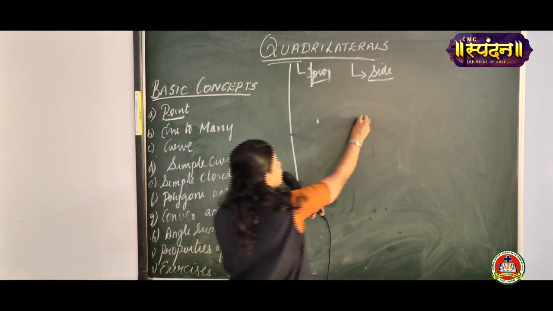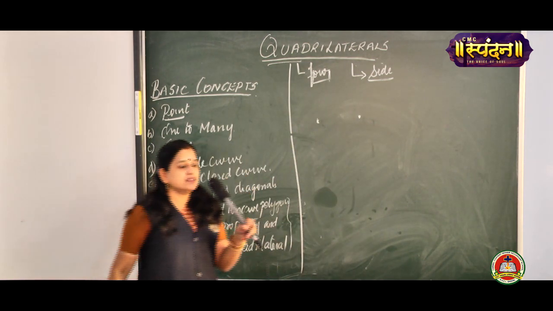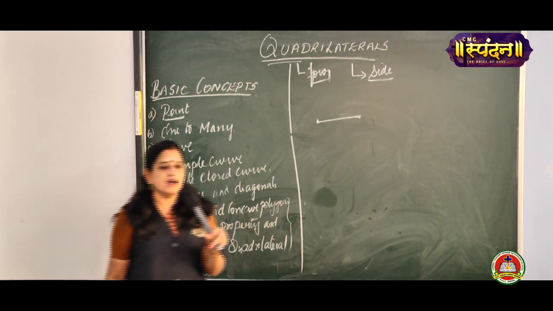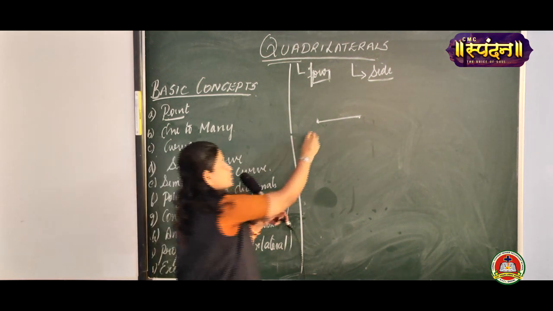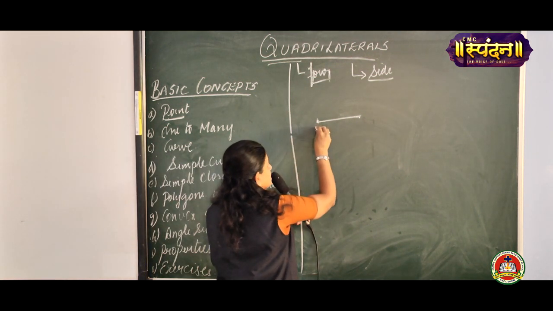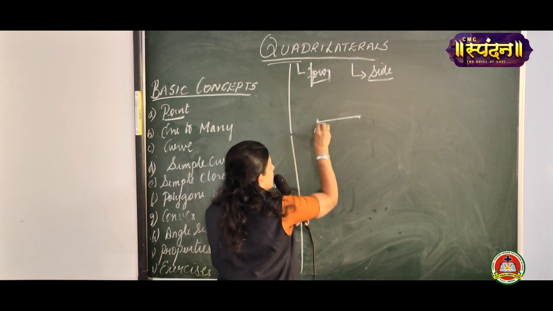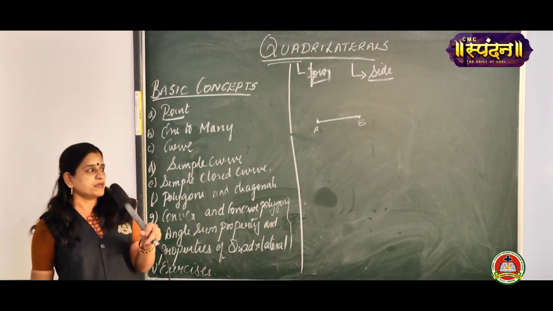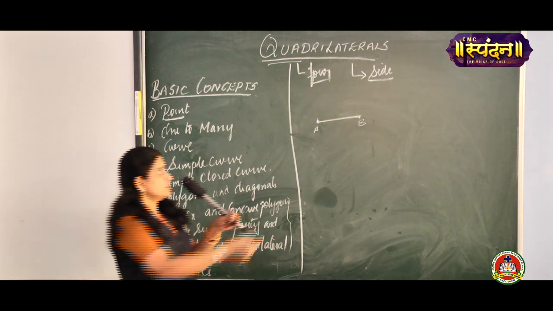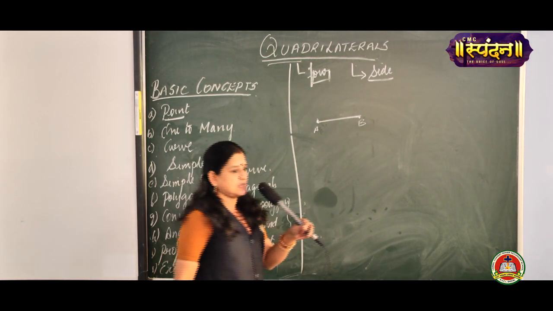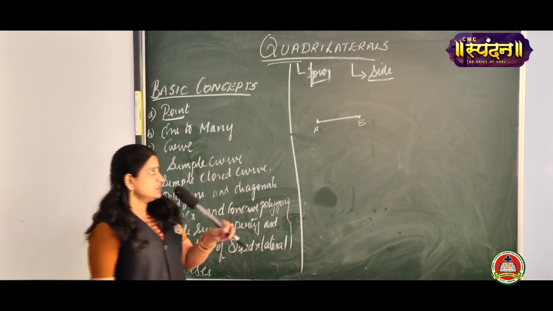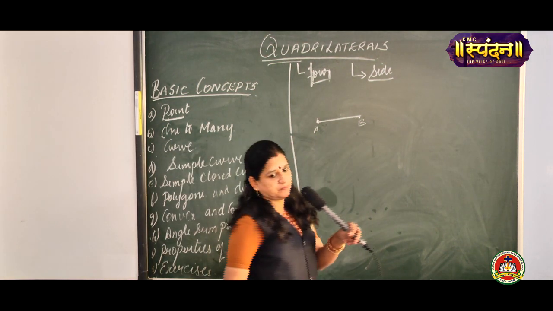When you have 2 points and join them together, you get a line segment. This point is denoted by a capital letter A and this second point by capital letter B. So this line segment you call AB. AB is a line segment here. This is when 2 points are given.